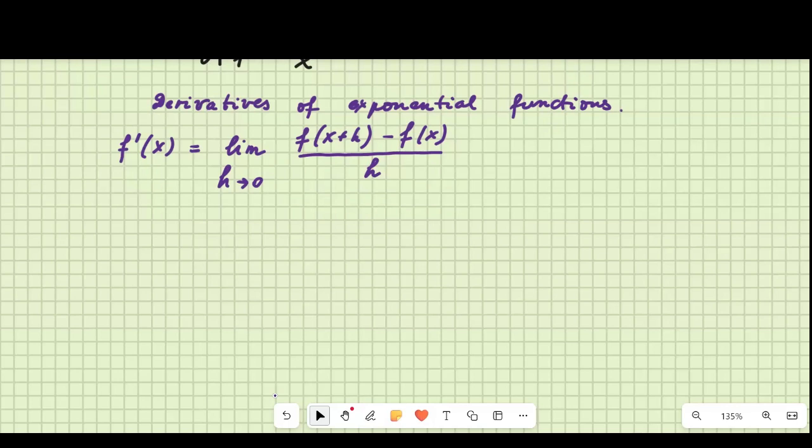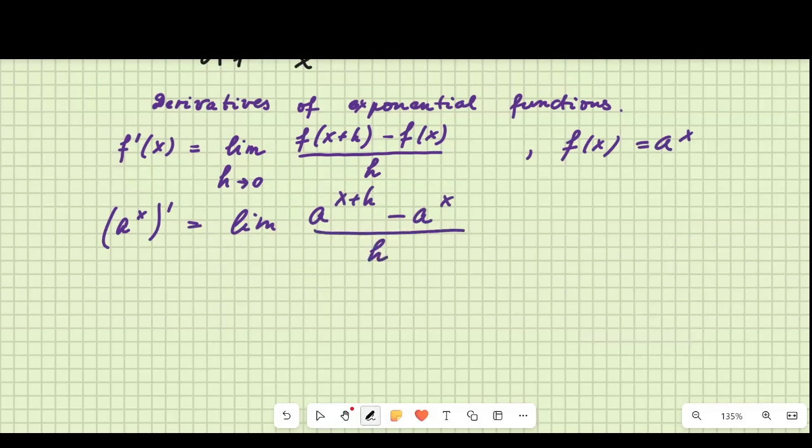What we are going to have in our case, if I apply this formula to our function f of x equals a to the power of x? Well, let's just write it out. The derivative of a to the power of x equals the limit of a to the power of x plus h minus a to the power of x, divided by h, as h goes to 0. I'm going to simplify this expression a little bit. For the first term, I'm going to represent it as a product, a to the power of x times a to the power of h.